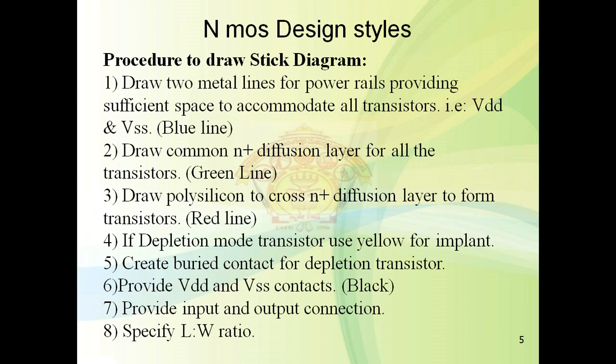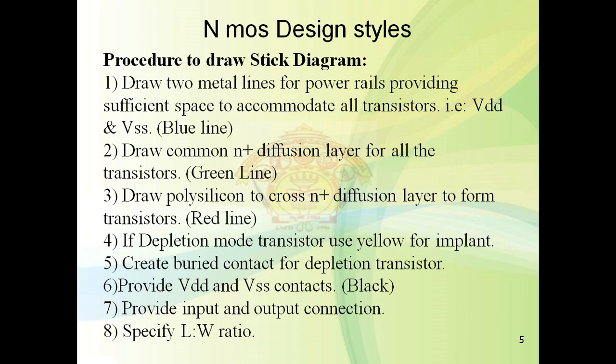Now for NMOS, we know that we are going to use green for n diffusion, red for polysilicon, blue for metal, yellow for implant, black for metal contacts, and brown for buried contacts. Now, how to draw the stick diagram? There is a procedure to draw the stick diagram.